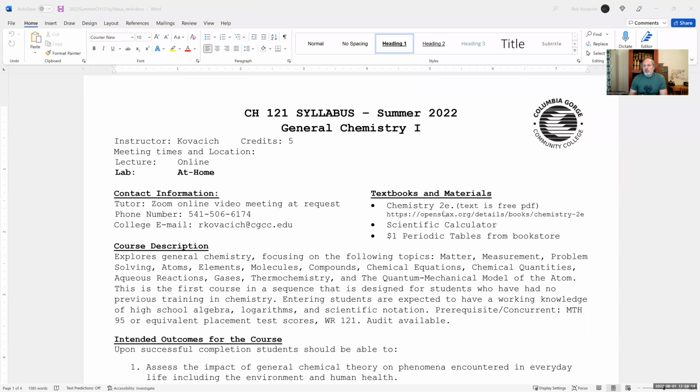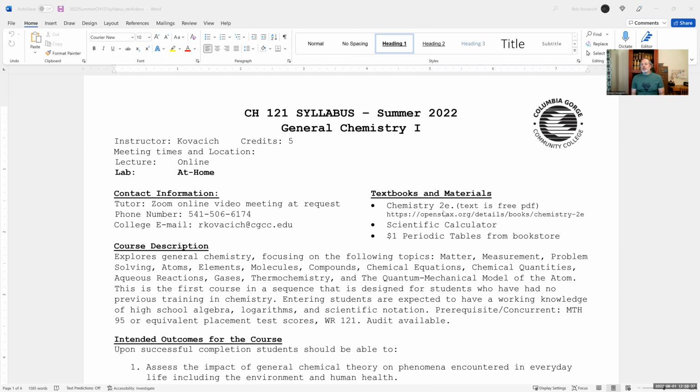So this is Chemistry 121 online class for summer 2022. The lectures and everything are going to be done online, and the laboratories that you're going to do are going to be at home. You're going to need to pick up a kit from the bookstore in The Dalles. If you need, you can have those mailed to you for an additional cost.